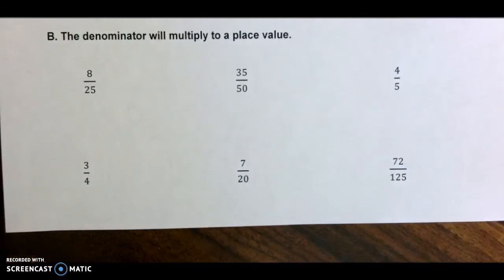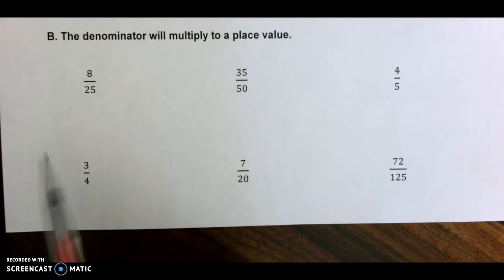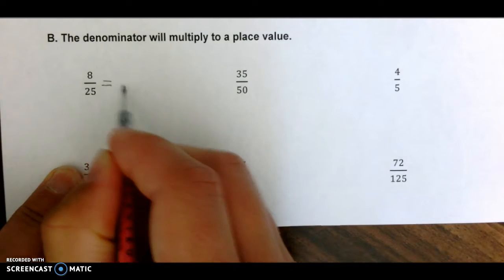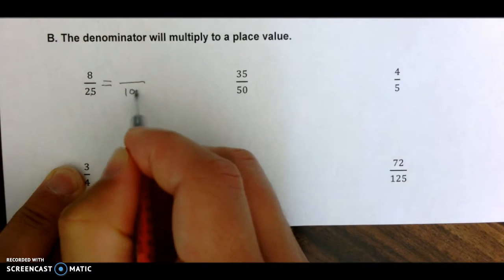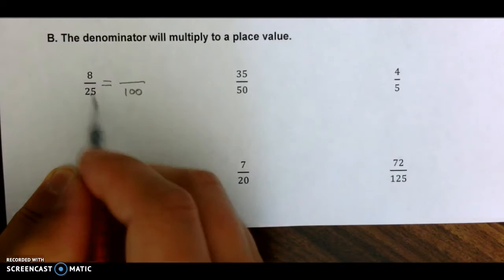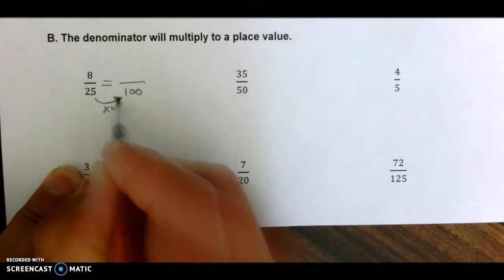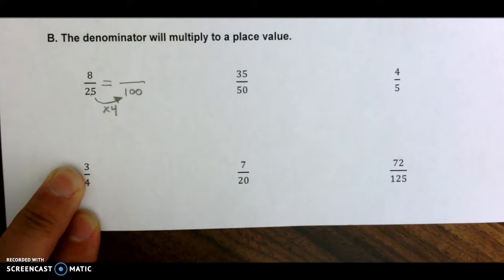The second way that we're going to look and see how we can change a fraction into a decimal is if your denominator will multiply to a place value. If I look at this first number here, 8 25ths, well, 25ths isn't a place value, but I can easily change that into a place value. 25, we can multiply by some number to make a 100. In fact, if we did 25 times 4, 25 times 4 is going to equal 100, and hundredths is one of my decimal place values.